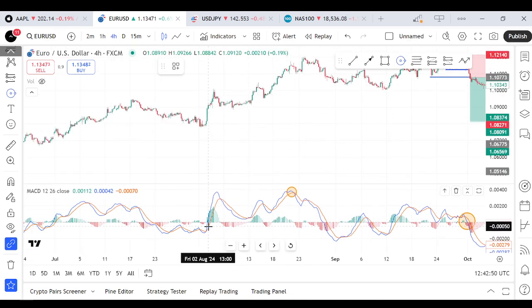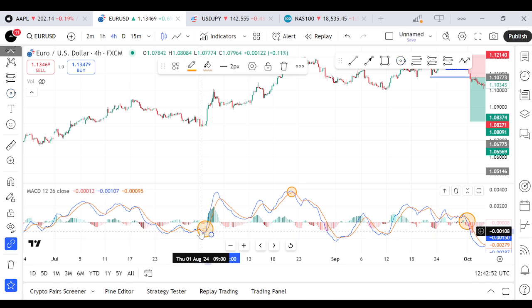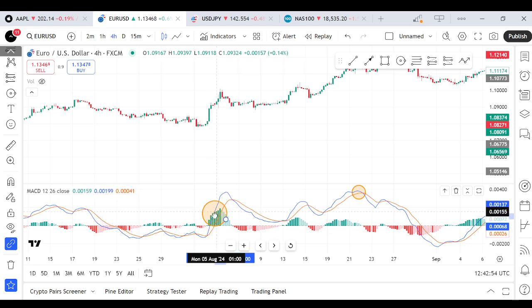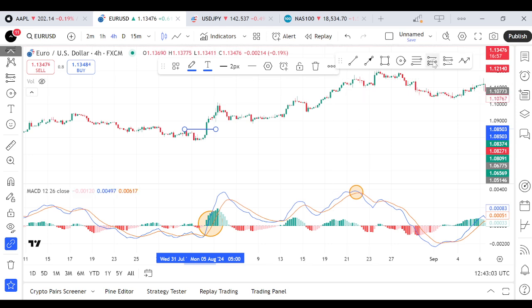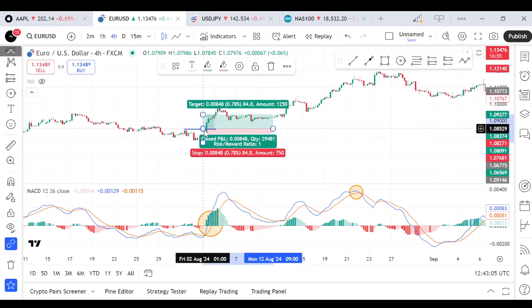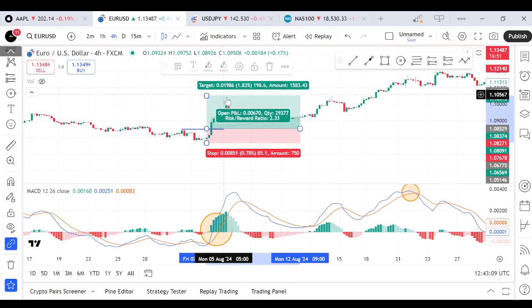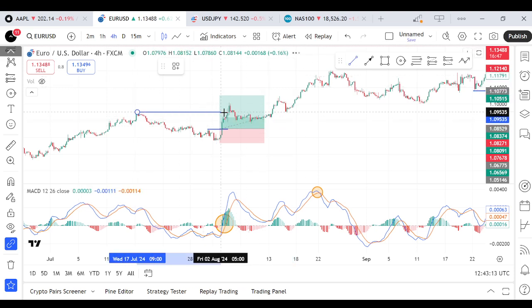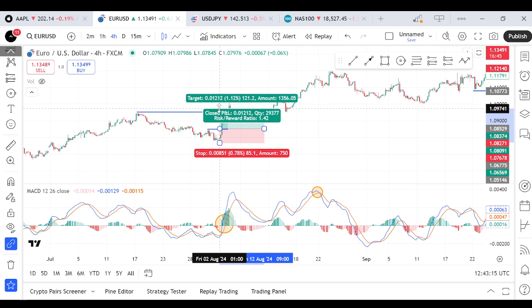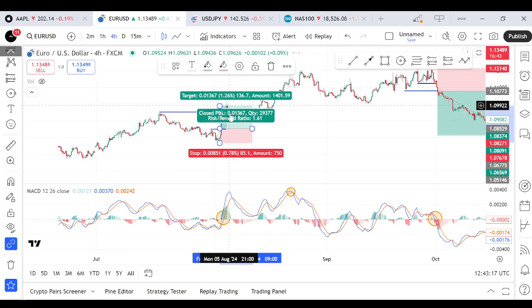We have another example here. We have the cross here. We also have histogram bars. We also have the MACD line above the zero line. Everything aligning. At the same time, we also have the breakout structure to the upside here. Perfect. So just place our buy trades at that breakout structure and stop losses below. Take profits all the way up, 1 to 2 is okay, or we could just target this previous resistance zone or level for a quick 1 to 1.5.